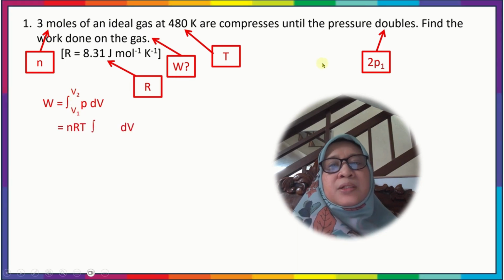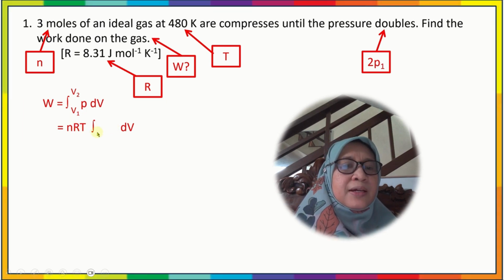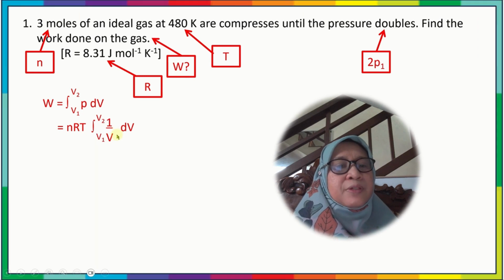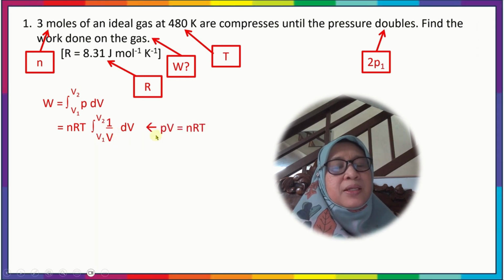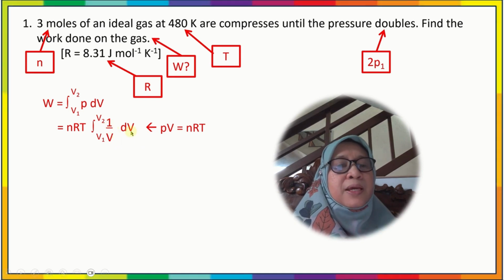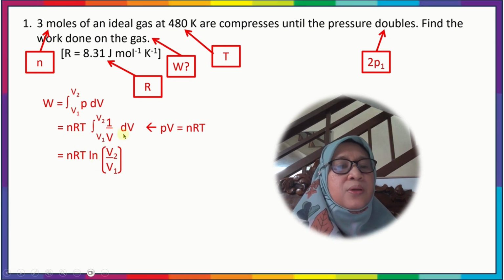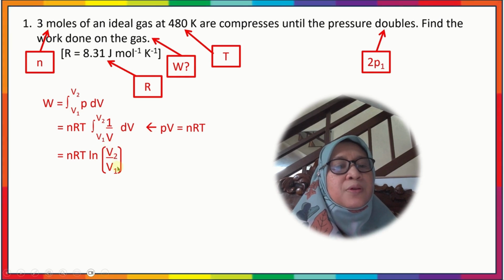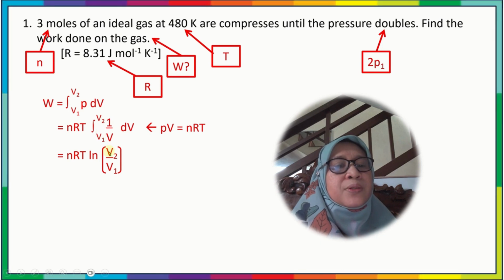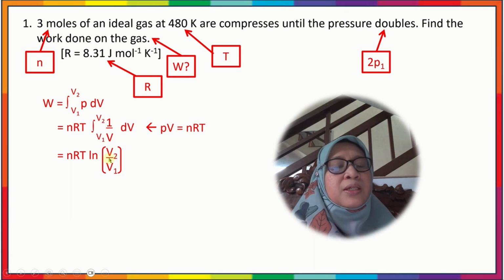For the pressure we use PV equals nRT, so we factor out nRT, leaving 1 over V in the bracket. The integration of 1 over V with respect to V gives ln, and nRT is constant. So ln V2 minus ln V1, because you substitute V2 and V1. For the minus, we use the log rule, so we convert it to ln V2 over V1.